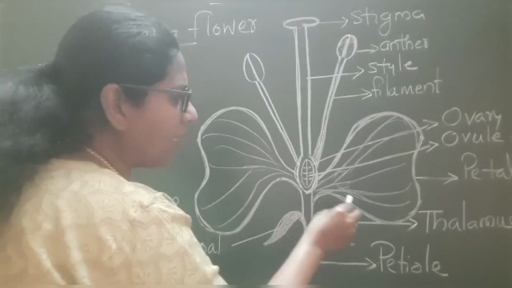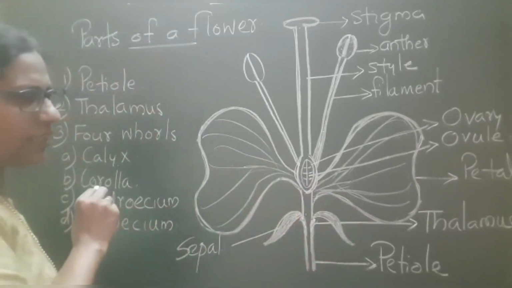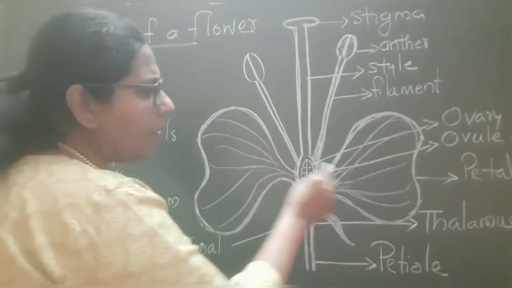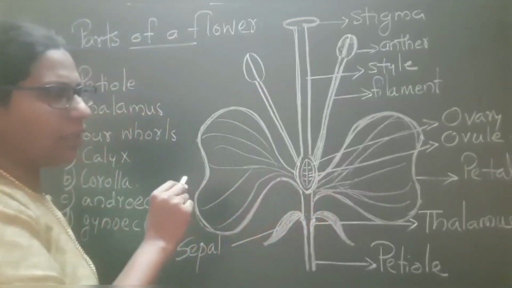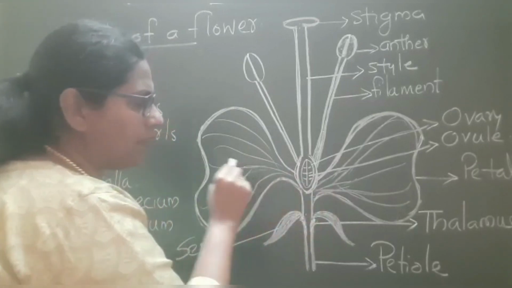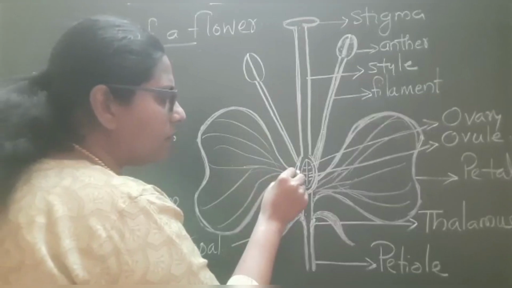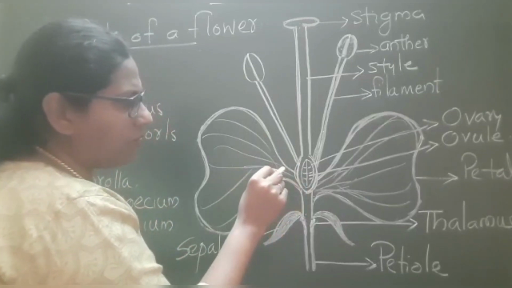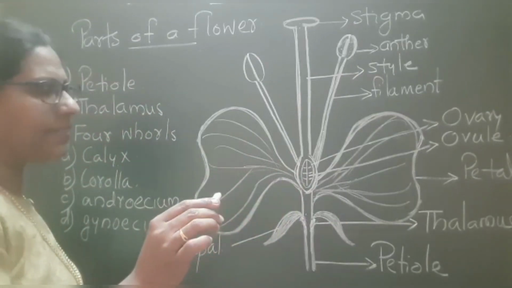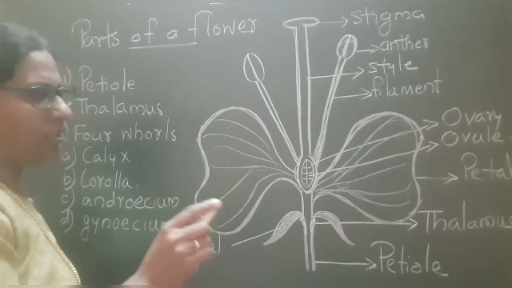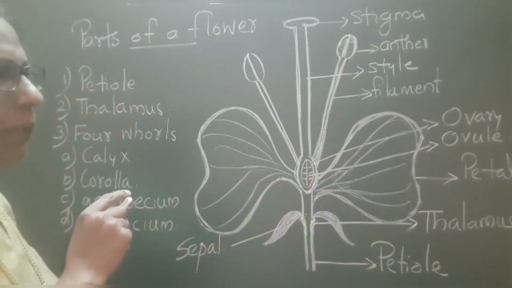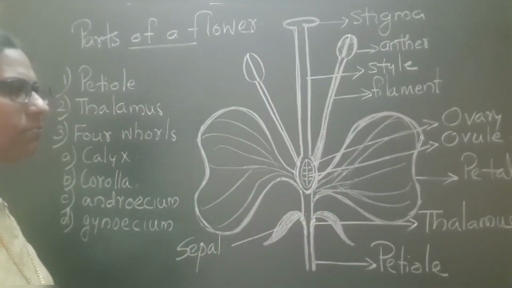Now the second whorl of the flower is petal. These petals are bright in color and they are attractive. They have a sweet smell and nectar is also there in them. So they attract insects. Insects act as agents of pollination. Petals are collectively called corolla.